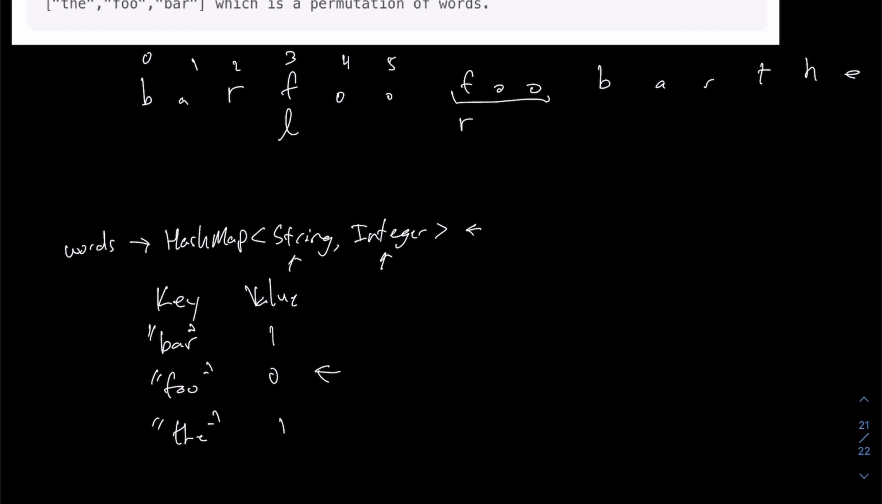Is foo? We look at R again. Is the next word inside of our map? No, it's not. So we can increment L up again, right? Now L and R are both up here again. The reason we can just do that is because, once again, same logic.